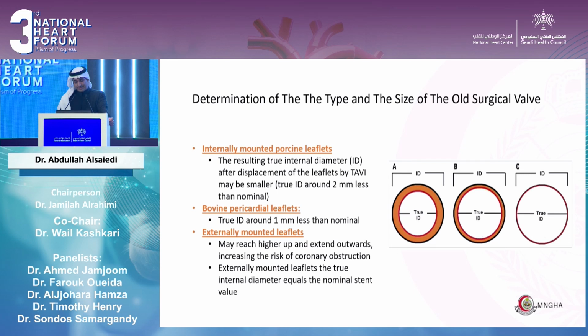When we talk about externally mounted leaflets, usually the internal diameter equals the nominal stent valve size, as shown here in the true internal diameter. While when we're dealing with internally mounted leaflets, the internal diameter depends on the type. If this is a porcine leaflet, the true internal diameter is 2 millimeters less than the nominal. And if we deal with a bovine pericardial leaflet, then usually it's less than 1 millimeter, as shown here.